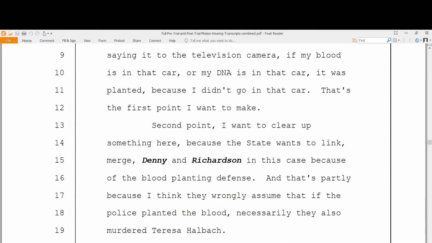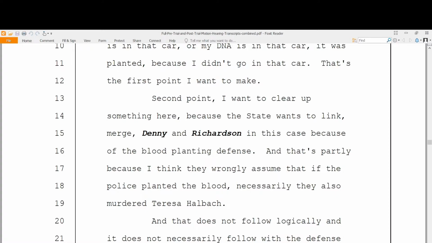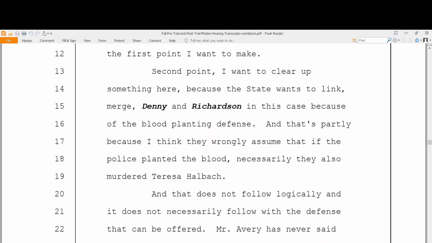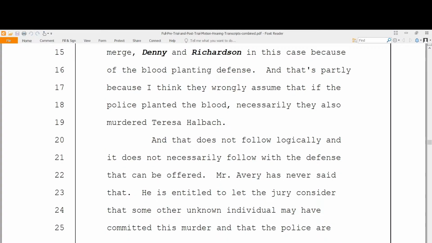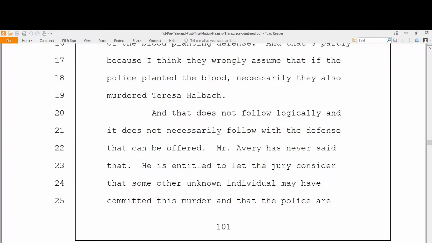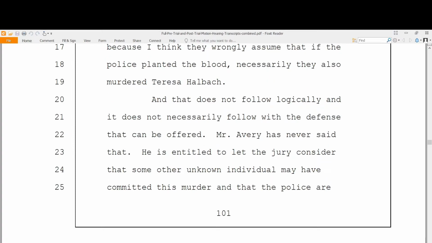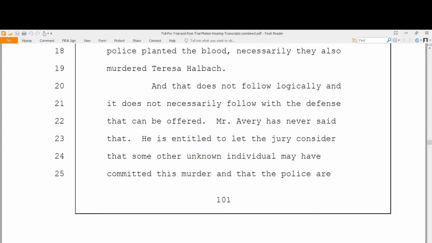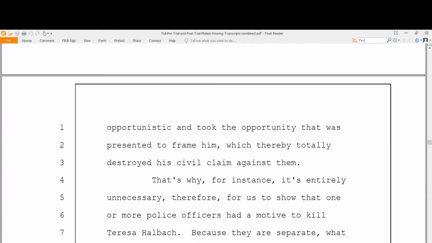Second point, I want to clear up something here, because the state wants to merge Denny and Richardson in this case because of the blood planting defense. That's partly because I think they wrongly assume that if the police planted the blood, necessarily they also murdered Teresa Halbach. And that does not follow logically, and it does not necessarily follow with the defense that can be offered. Mr. Avery never said that. He is entitled to let the jury consider that some other unknown individual may have committed this murder, and that the police are opportunistic and took the opportunity that was presented to frame him, which thereby totally destroyed his civil claim against them.